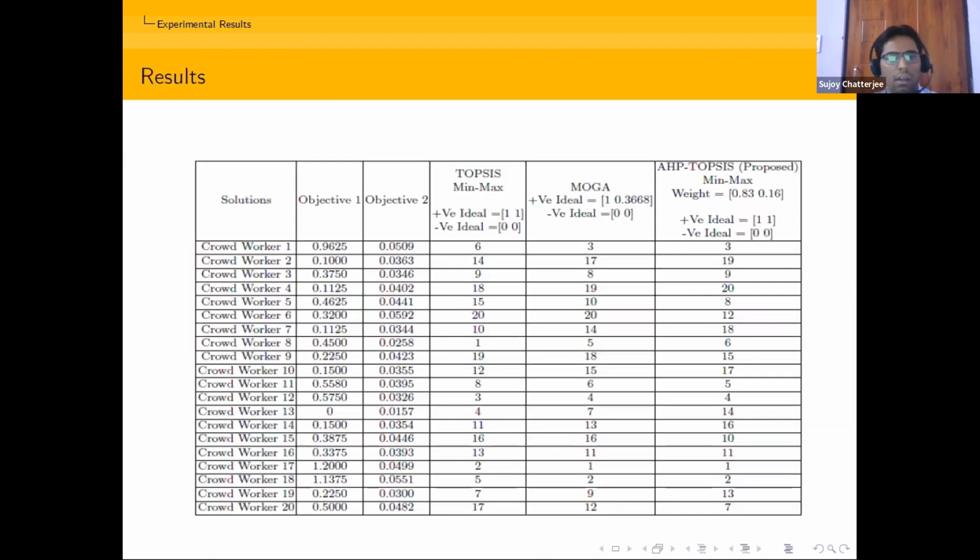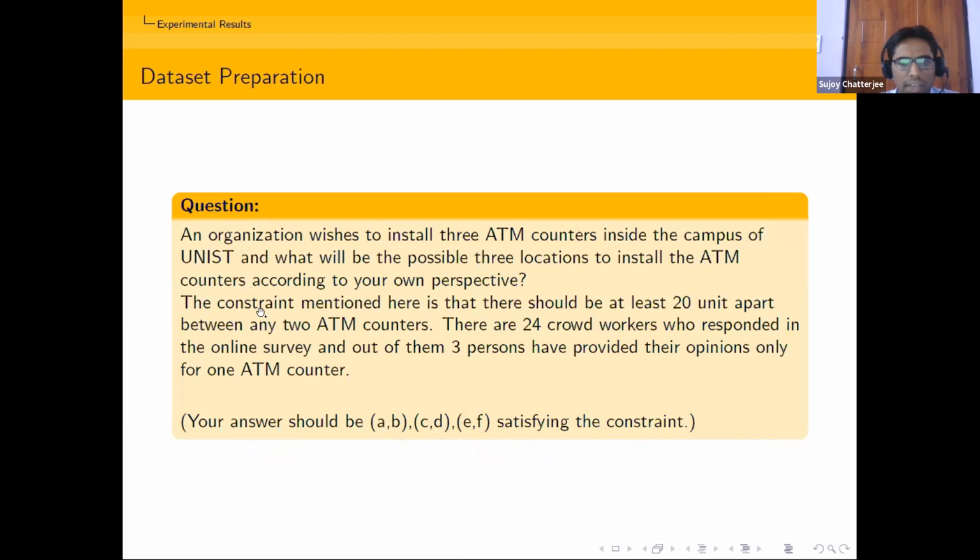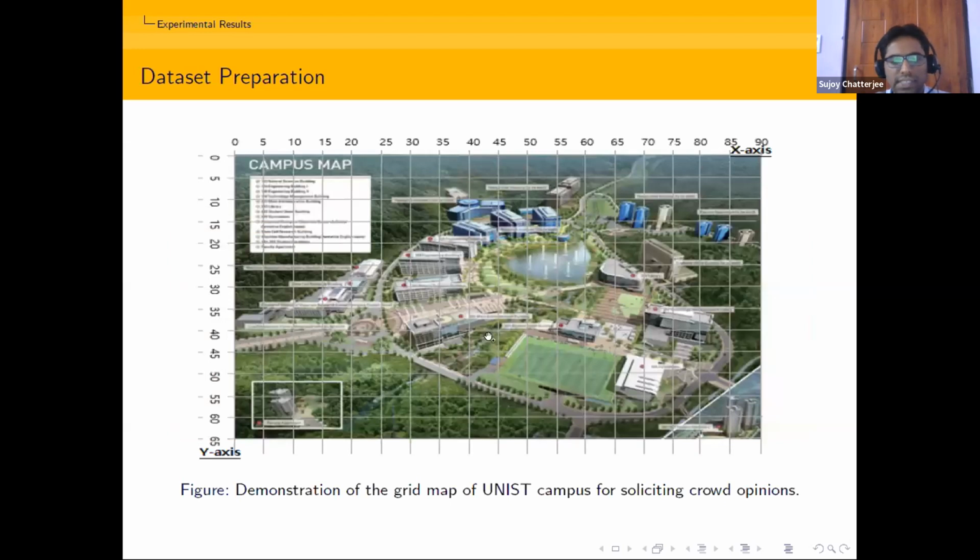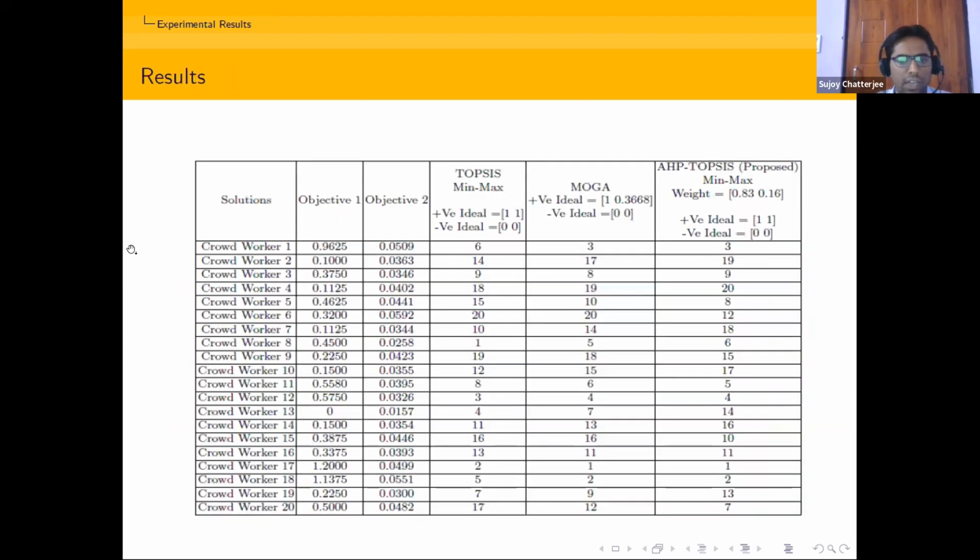So we tried to apply this model with the crowd worker solution. We received 24 crowd worker responses, but some persons provided options for only one ATM counter, which is not considered a feasible solution, so we had to remove those. This is the XY coordinate. We provided the grid map, and after taking permission from the university authority, we posted it in different places: social media, the university lift, canteen, classrooms, outside the classroom, and on display boards. Then we got the responses, and these are the different results.